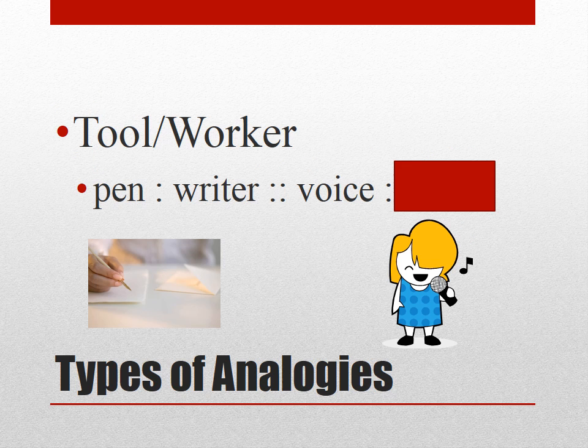Now we have tool to worker. So we have many different jobs and tasks, and we all use different tools. So a writer uses a pen as their tool. What worker would use a voice as their tool? Let's read the analogy. Pen is to writer as voice is to blank. Who uses their voice as a tool? That's right, it'd be a singer. So pen is to writer as voice is to singer.